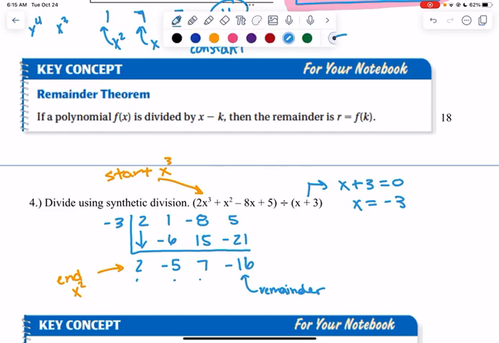But we divided. Answer is 2x squared minus 5x plus 7. Why are my 7s looking so weird today? And then I know you could subtract, but I'm just going to add negative 16 over x plus 3 as your remainder.